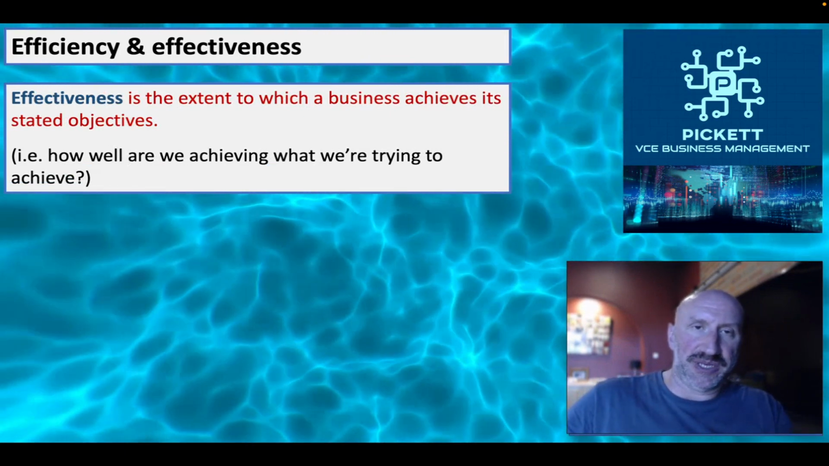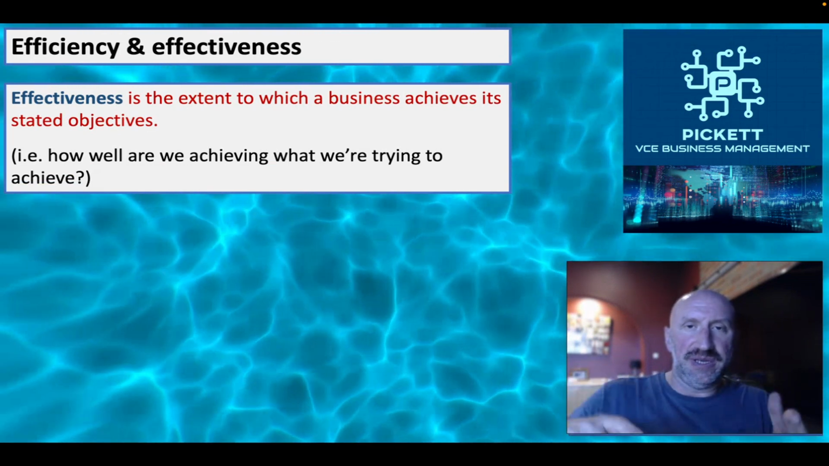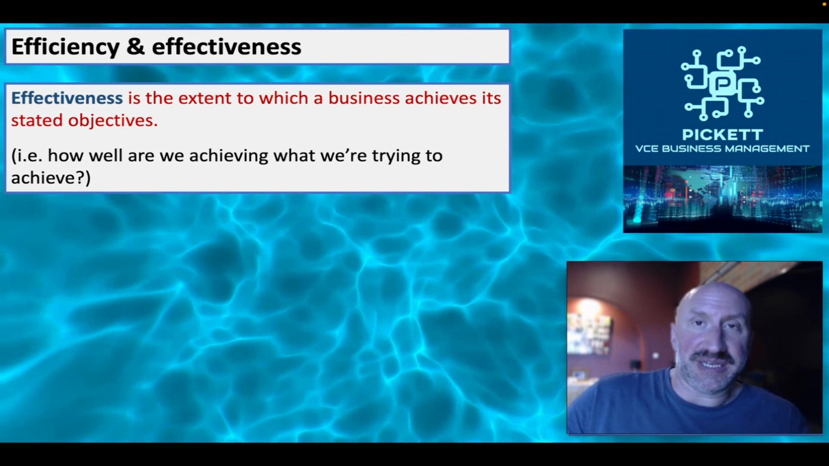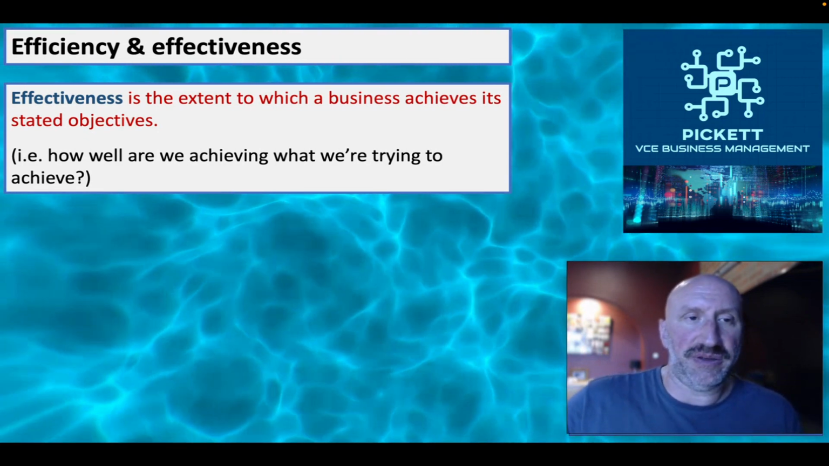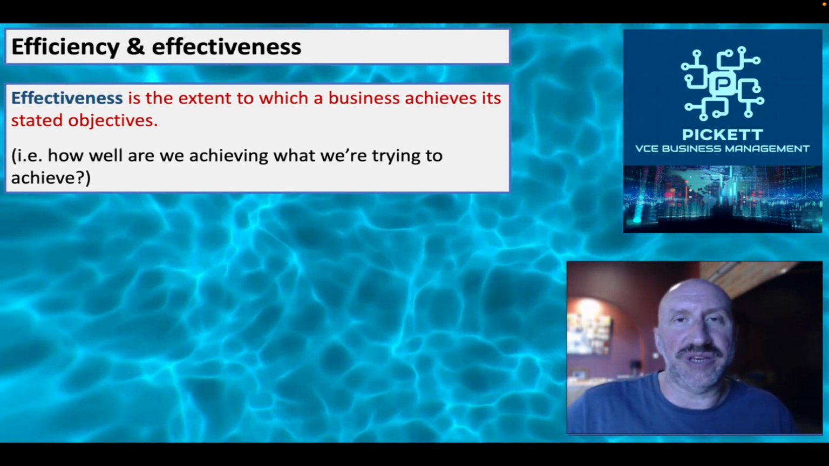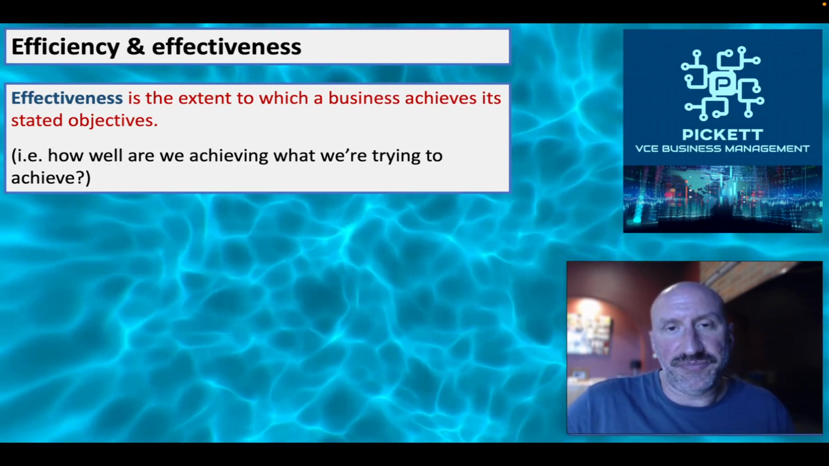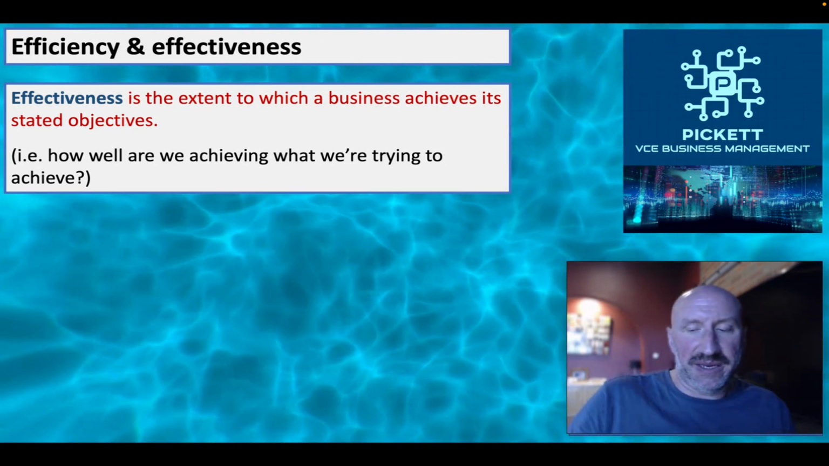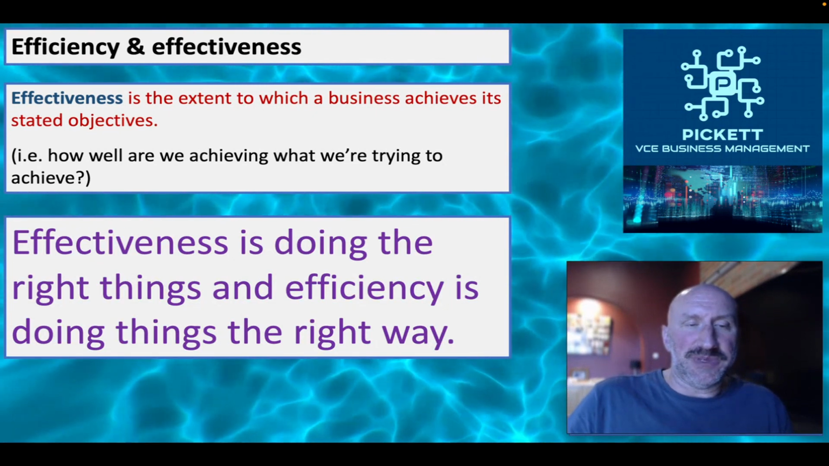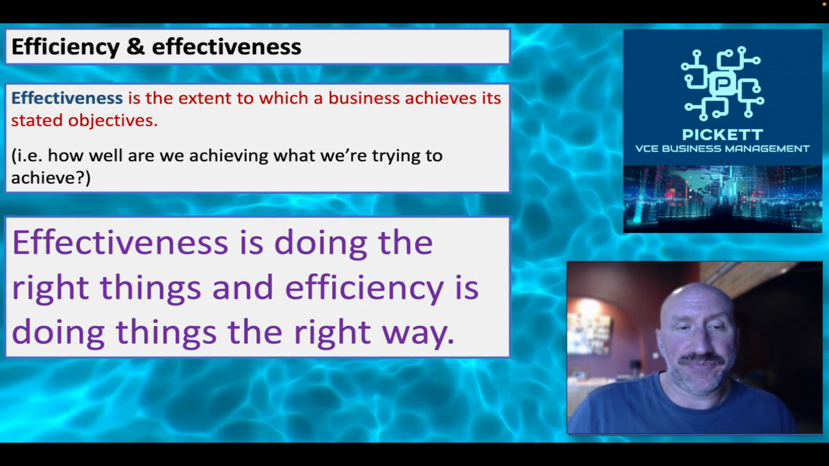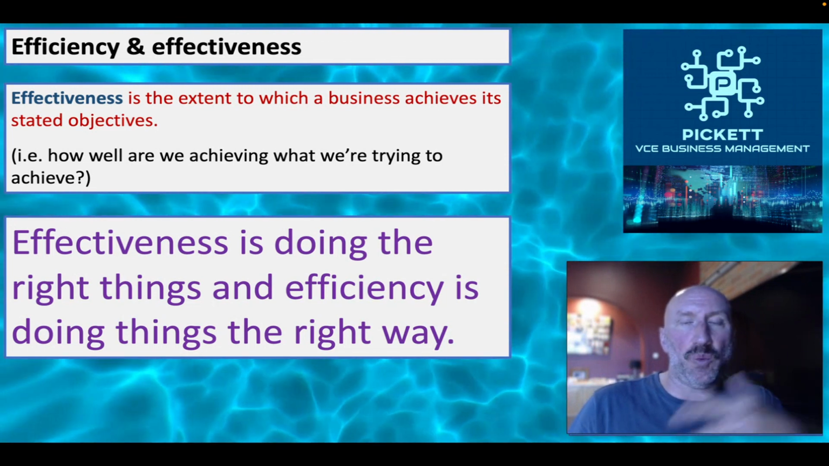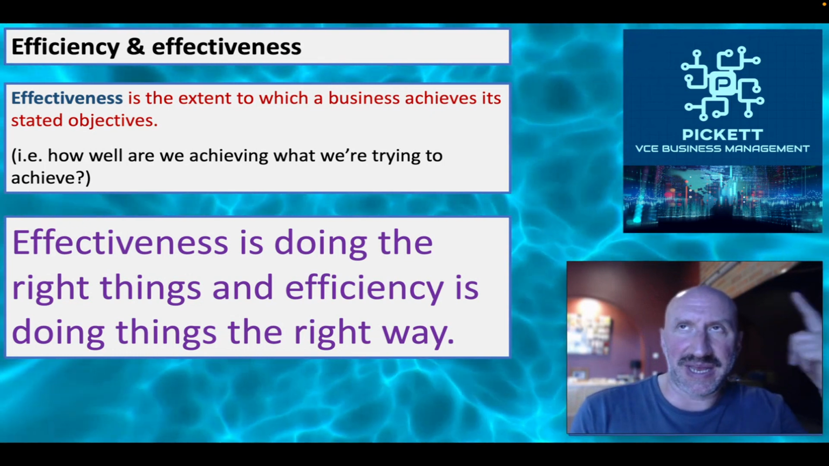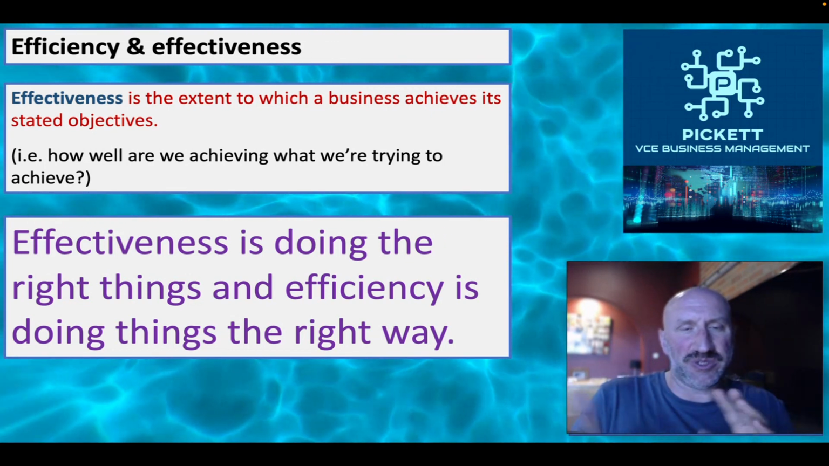Effectiveness is the other term that is used a lot in the study design, and we need to hang content onto it. It is the extent to which a business achieves its stated objectives. So that's your definition of effectiveness. In other words, how well are we achieving what we're trying to achieve? And for those objectives, I would stick to the business objectives that we used right at the beginning of the course. So effectiveness basically is doing the right things, and efficiency is doing things the right way. Again, don't use that in an answer. That's just to help you understand in your own mind the difference between these two things.